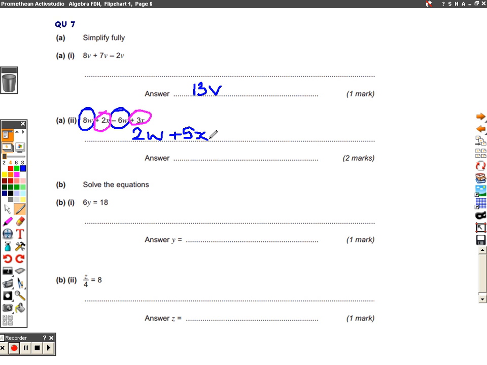Solve the equation, so put your line down and rearrange. That 6 is multiplying, so when it comes across it becomes divide. Y is equal to 3. Put your line down. On the bottom line, that 4 is divide, so when it comes across it becomes multiply. 32.